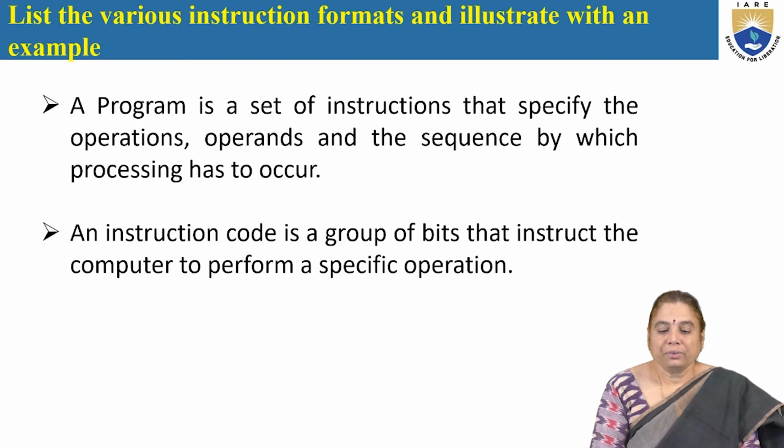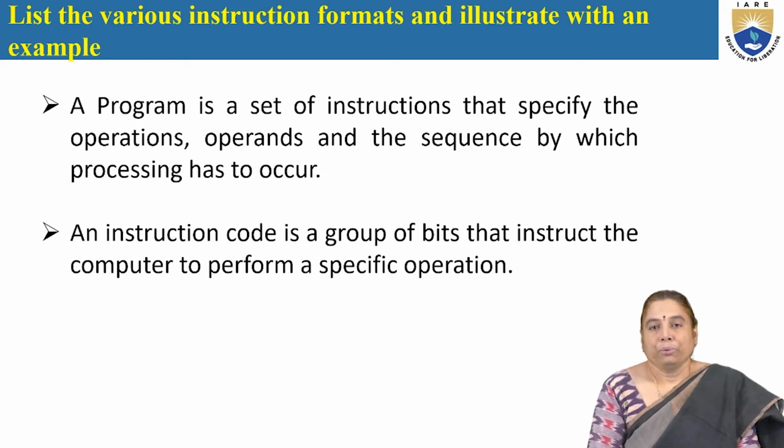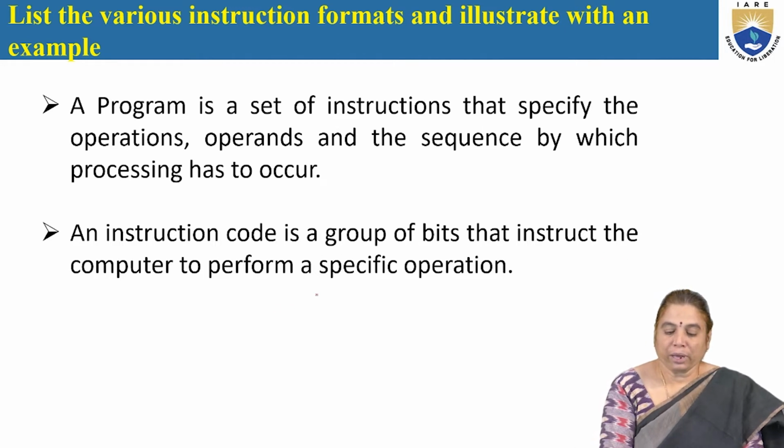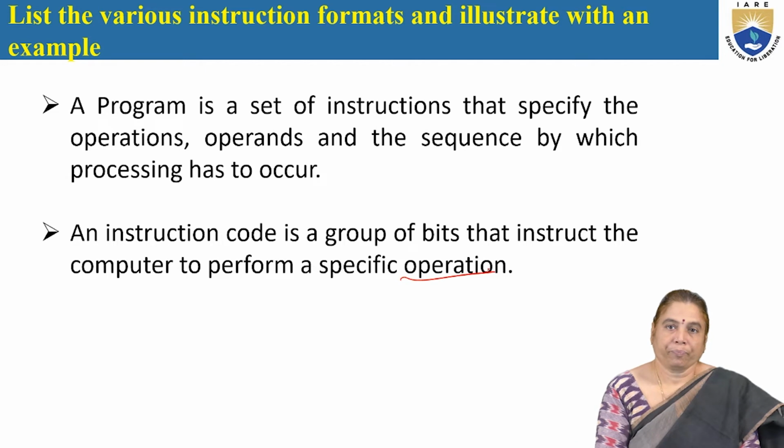Next question, list various instruction formats and illustrate with an example. So here, to perform any functionality, the user needs to supply the program. A program is a set of instructions that specify the operations, operands and the sequence by which the processing has to occur. This program and data can be stored in the memory. So, instruction code is a group of bits that instruct the computer to perform a specific operation.